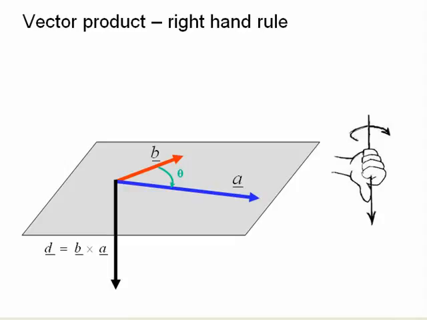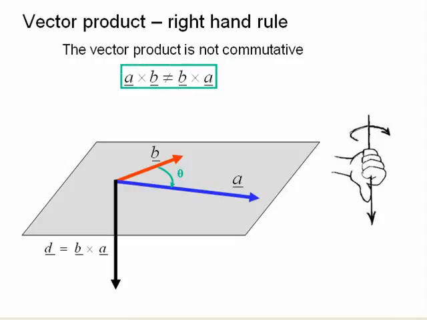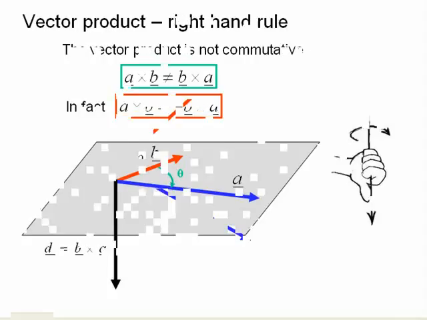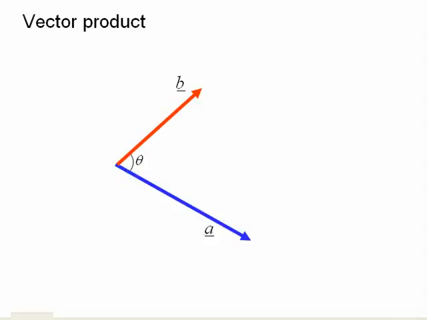In other words, A cross B is not equal to B cross A. In fact, A cross B is equal to minus B cross A. So what is the geometrical interpretation of the vector product? What does it represent?